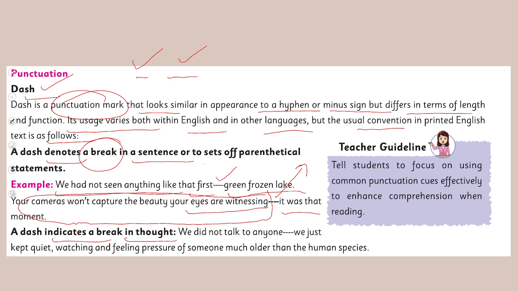For example, we did not talk to anyone. We just kept quiet, watching and feeling pressure of someone much older than the human species. Now, here you can see that this denotes a break. Also, when the author is writing it, the author took a pause, and as a reader, when we are reading it, we are also going to take care of this break.